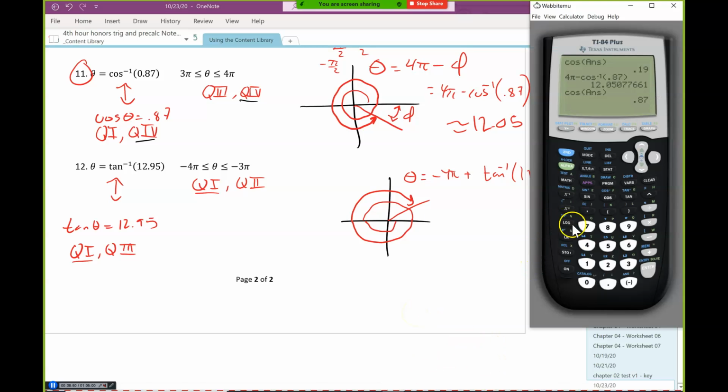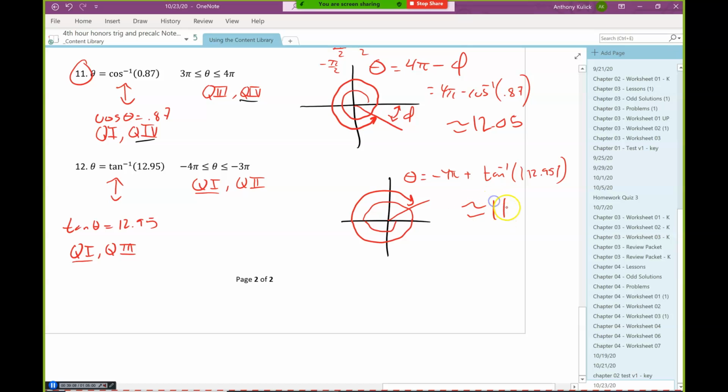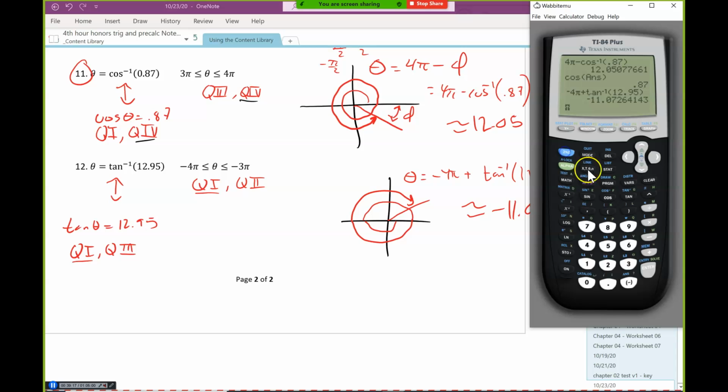So that's 1107. I'm sorry, negative 1107. So if we do, just to check, tangent of that negative 1107, we should get 1295, which is what we get there. Is that okay, Jesse?